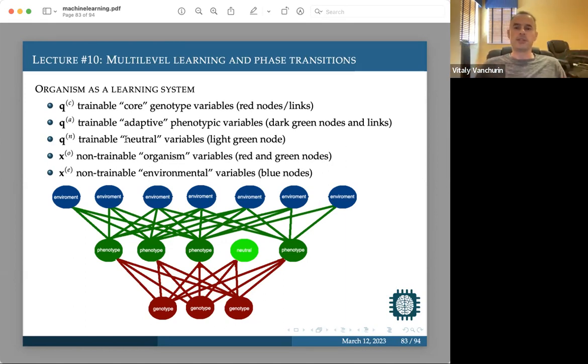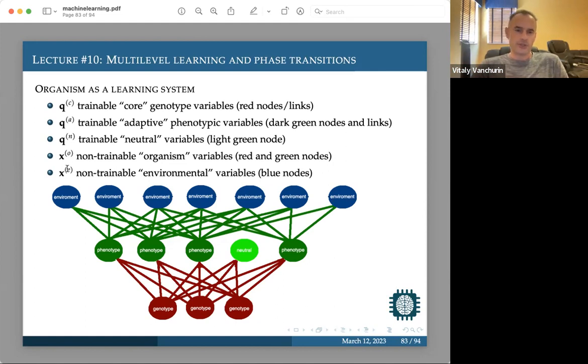This is something we've already seen before: the organism we should think about as the bulk degrees of freedom of a neural network, in neural network language, and the environment is the boundary. And the idea is that they are, of course, interacting with each other, but there is a separate distinction between what you call the environment and what you call the organism. So those are the five things.